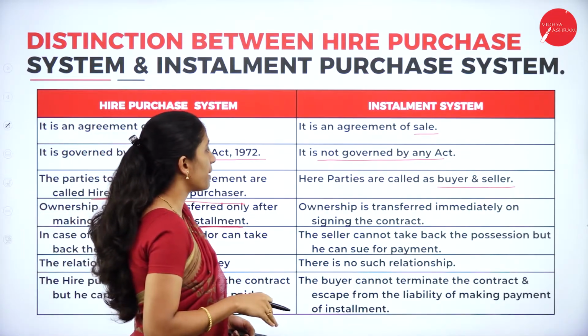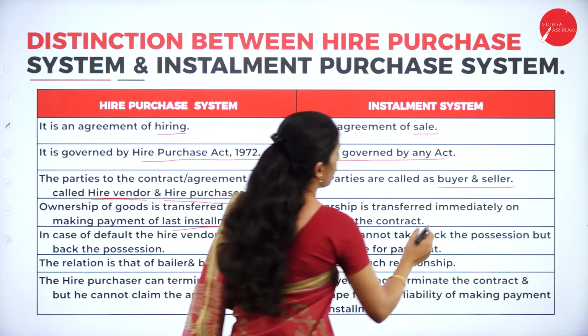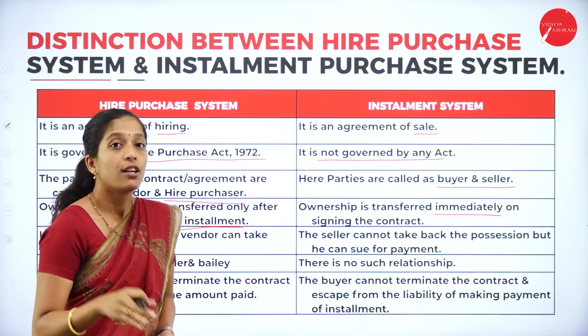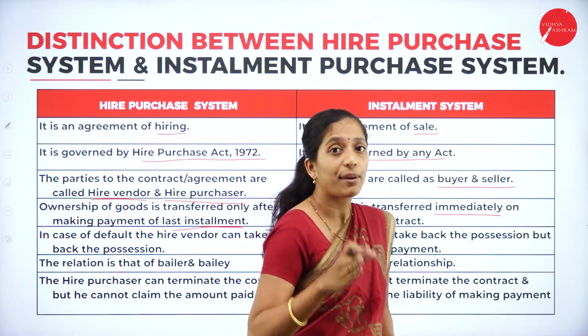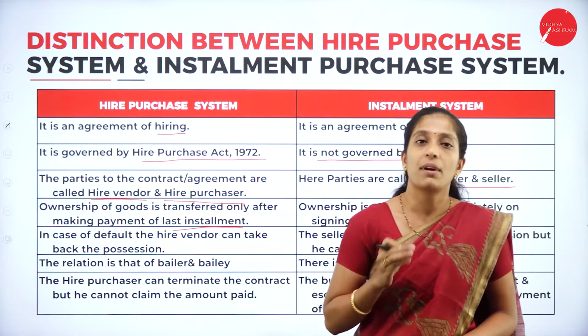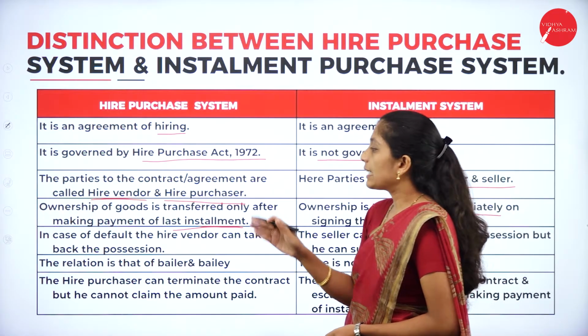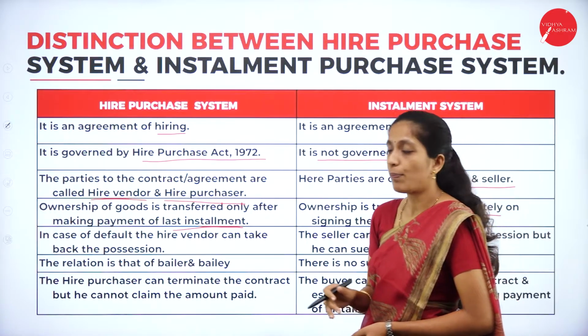Whereas coming to installment system, ownership is transferred immediately. So it will be transferred immediately on the signing of agreement. So on the signing of agreement itself, ownership transfers, even though the payment is not made in full. And the next difference is that in case of default, the hire vendor can take the possession.